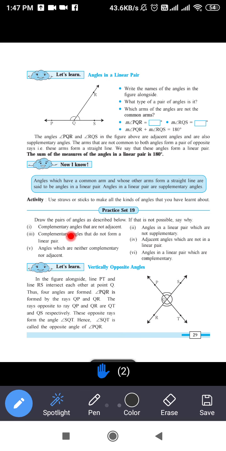Draw the pairs of angles as described below. Now what you have to do is draw the pairs of angles. First one: complementary angles that are not adjacent. What you have to do is draw complementary angles. Okay? What is the condition? They are not adjacent. Adjacent means they have a common arm. Okay? So how will you draw it?